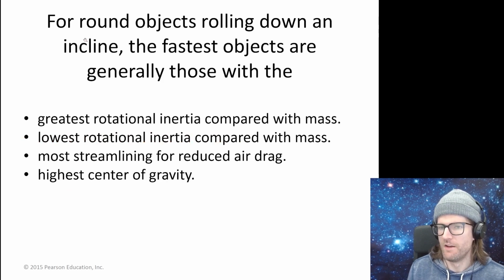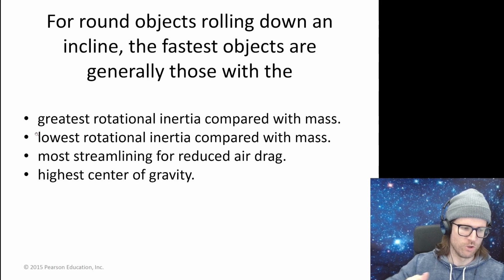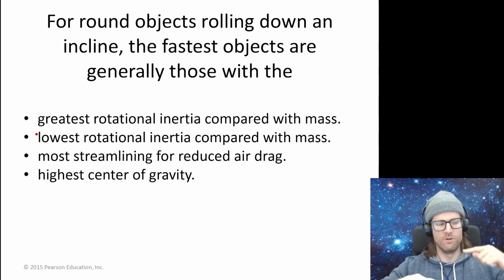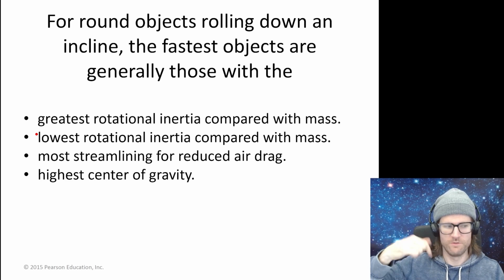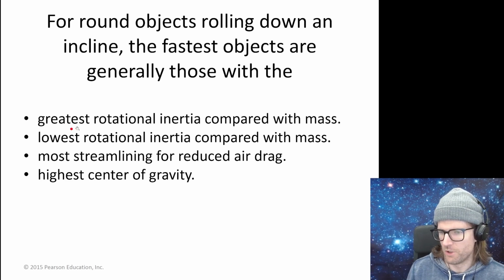Okay. For round objects rolling down an incline, the fastest objects are generally those with the, well, we know the greater the rotational inertia, the slower it's going to get started up. So we want things with low angular inertia. Greatest rotational inertia, no, we don't want that. Lowest rotational inertia compared with the mass, that sounds good. Most streamlining, well, that would help, but we're talking about rotation here. Highest center of gravity, that's not as relevant, so it's going to be lowest rotational inertia.